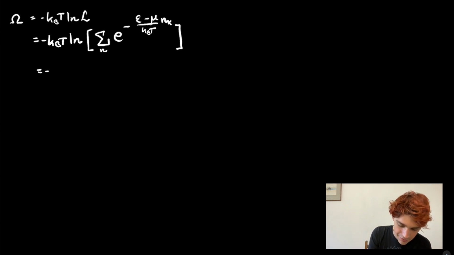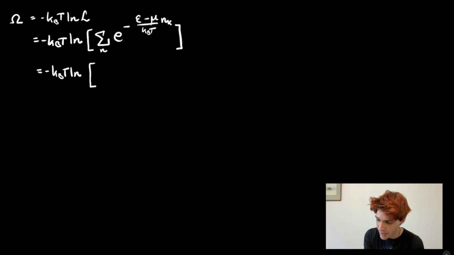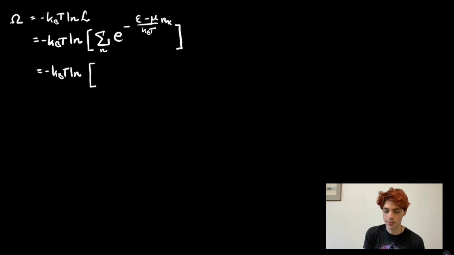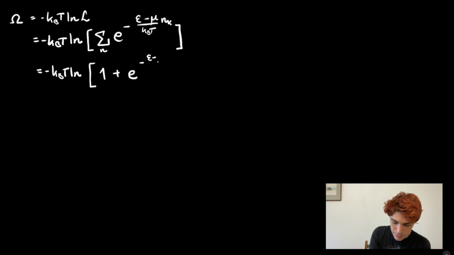So let's go ahead and evaluate the summation over particle occupancies. We are going to get the first term, which is when nk is equal to 0. So if nk is equal to 0, then the whole term in the exponential is equal to 0, and e to the 0 is just 1. So the first term is just going to be 1. No problems there. Plus our second term, which is when nk is equal to 1. So we're going to get plus e to the minus epsilon minus mu over kBT.